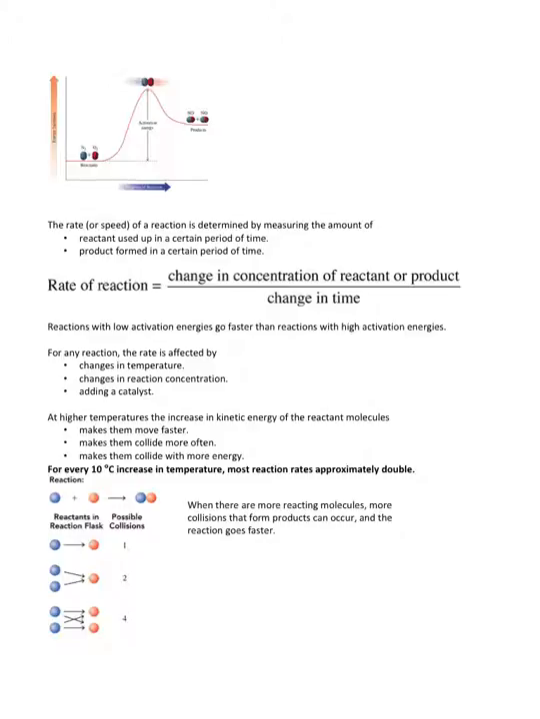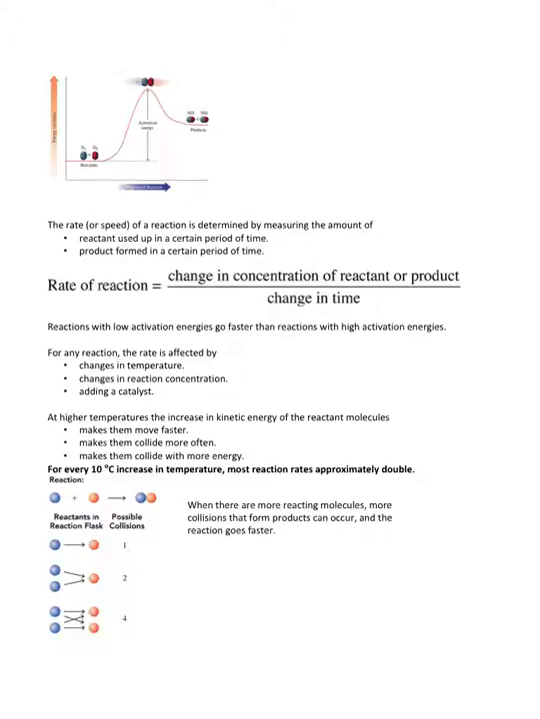Reactions that have low activation energies go faster than reactions with high activation energies. Well, what is an activation energy? The activation energy is the amount of energy that must be present in order for the reaction to go. So remember our three conditions? The first was that a collision had to occur. The second was they had to be facing the right way. And the third was that there had to be enough energy in order to break the bonds and to form new ones. Well, that energy is called the activation energy. So if you have a low activation energy, meaning you don't require as much energy, then you're going to go faster than a reaction that requires a high activation energy.